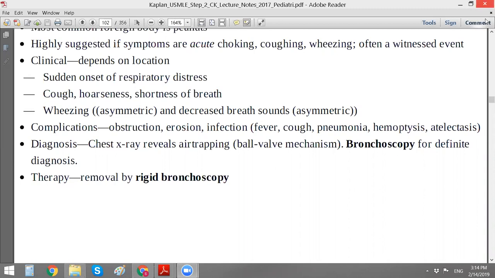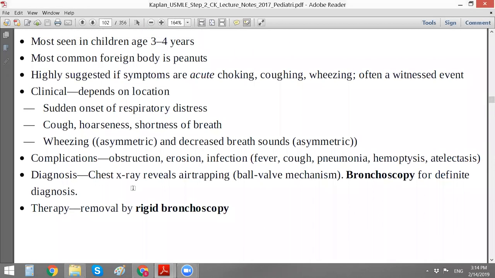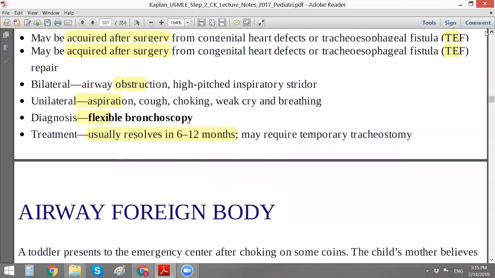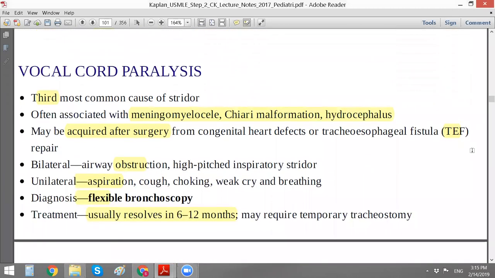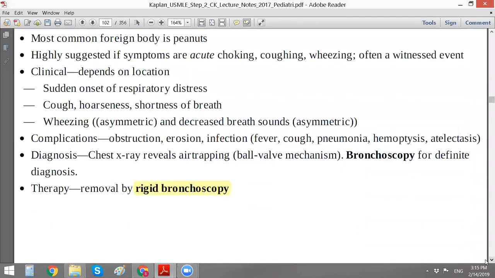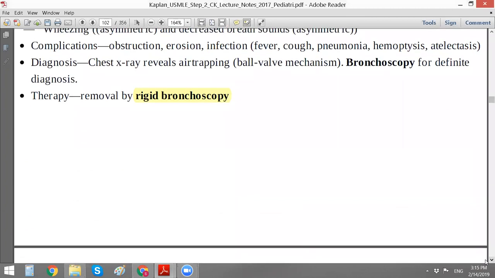Foreign body removal is most commonly done through rigid bronchoscopy. This is different from when we were doing flexible bronchoscopy for vocal cord paralysis; here we are doing it because we need to remove that foreign body. This is the ball valve mechanism. On X-ray, we need to do bronchoscopy for definite diagnosis and also for retrieving that foreign body.